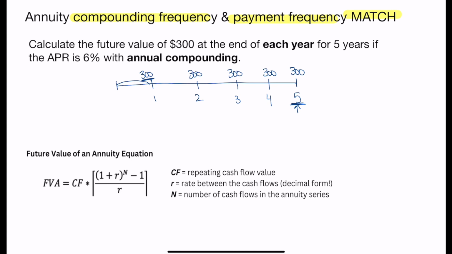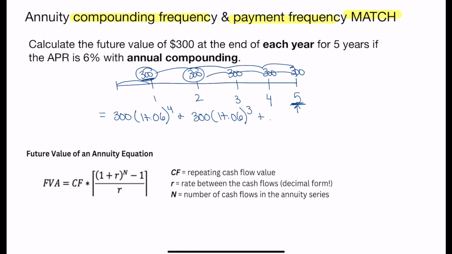Now, if we were solving this as if it was a single cash flow problem, and we just took each one of these and brought it forward to year 5, we would do something like taking the first $300 and compounding it forward 1, 2, 3, 4 years at 6%. Then the next $300, we would compound it forward 1, 2, 3 years. And then you would keep on going across your remaining 3 terms.